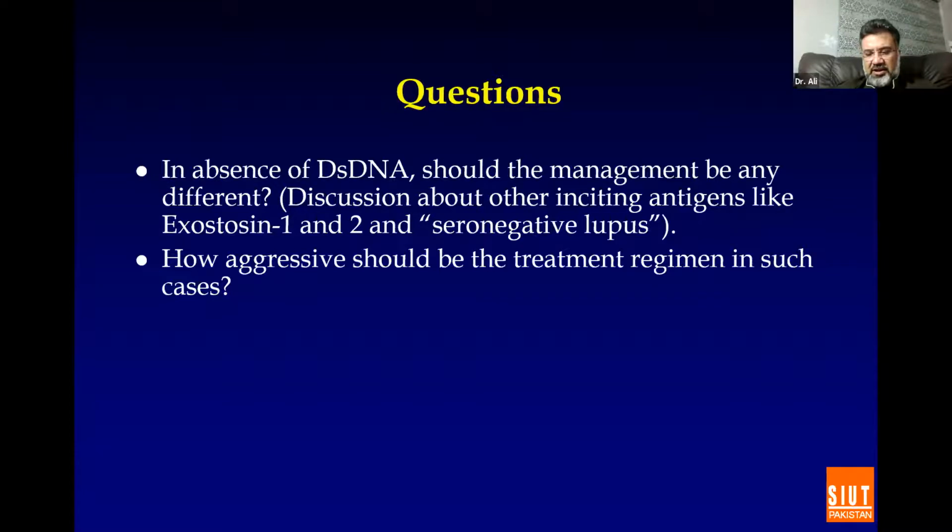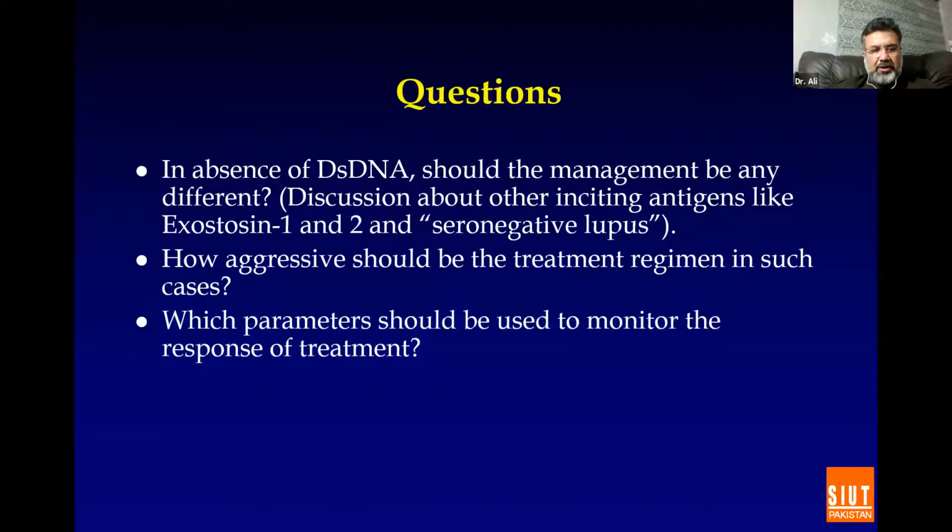Especially given that her renal functions are preserved and her activity index is not so high, which parameters should we use to monitor the response to treatment? The non-nephrotic range proteinuria is the only thing that is left, and we're not sure what other parameters we should be monitoring in this patient.